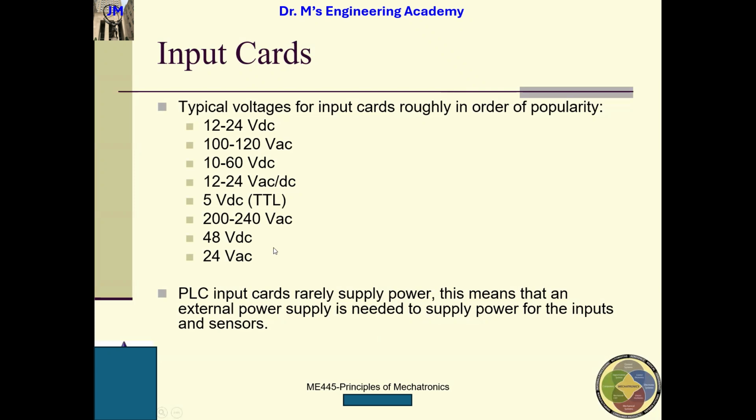Questions regarding this input card? So I'm showing you now, so you have some idea. When you are asked to start building a PLC system from scratch, you can use this one as a guideline to select the input card.